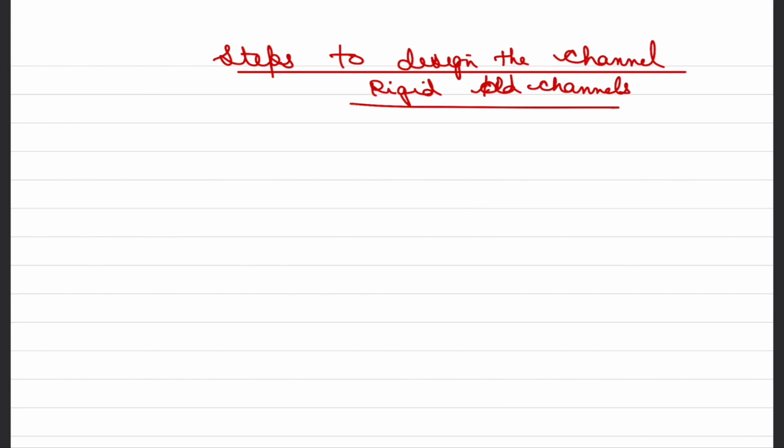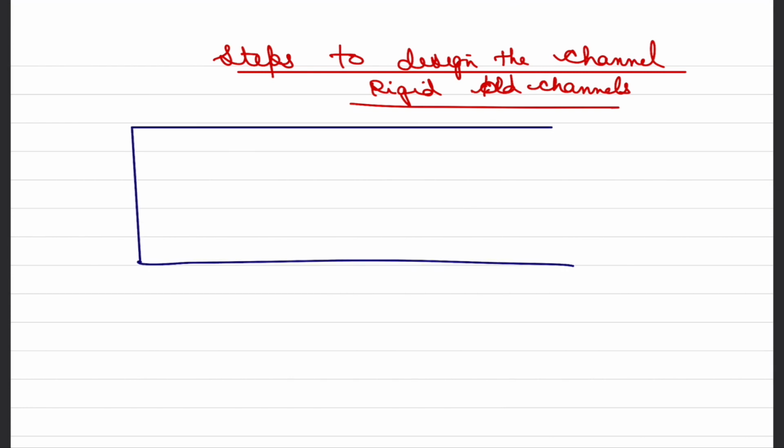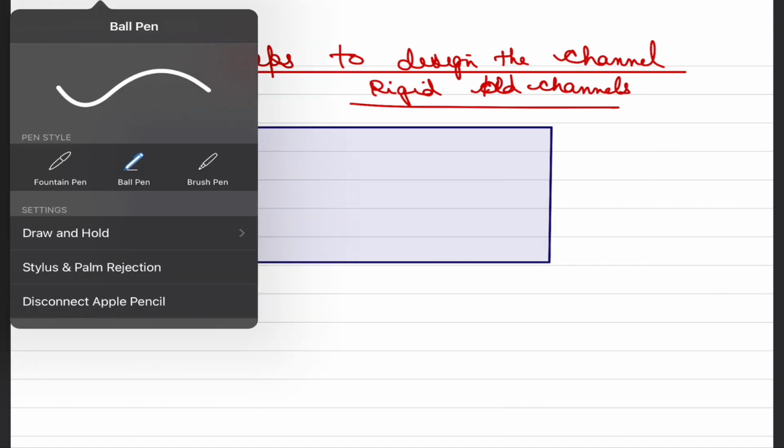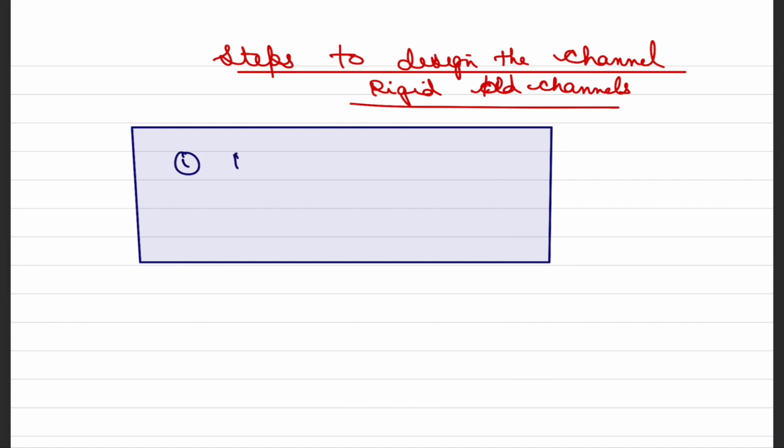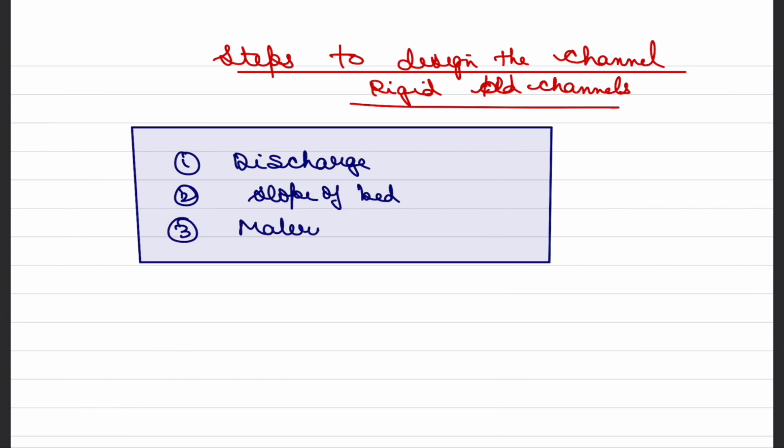Now, before you start designing a channel, you would need some information which would be required. Without that, there is no point in designing the channel. That means: what is the discharge for which you are designing the channel? What is the slope of the bed? What is the material of which this channel would be made? If this material is not given, you can assume that this could be a concrete lining or a brick lining. But these are the three pieces of information that are definitely required.